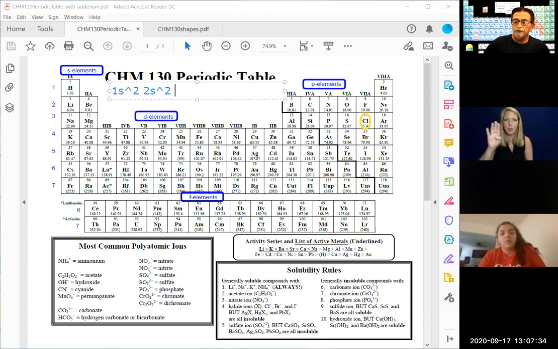So I got to go across now to element number 5, and guess what? That's where the P's start, because those are called the P block. And I'm still in the second energy level, so I start with my 2p superscript 6. Why 6? Because I went all the way across, where boron is number 5, to neon, which is number 10.